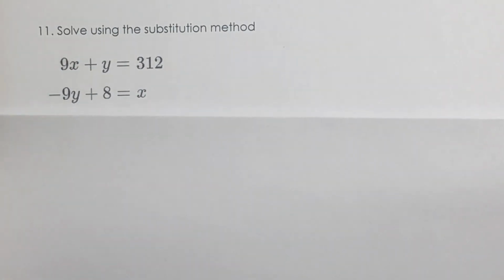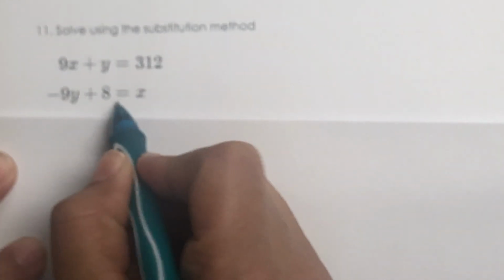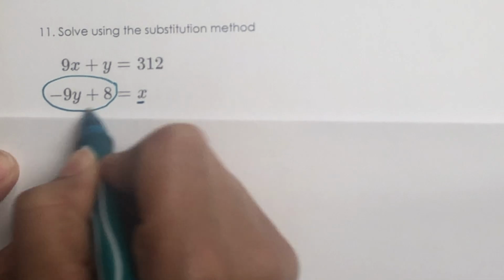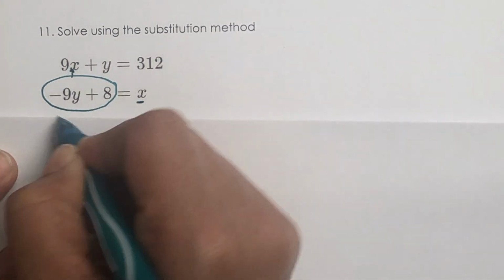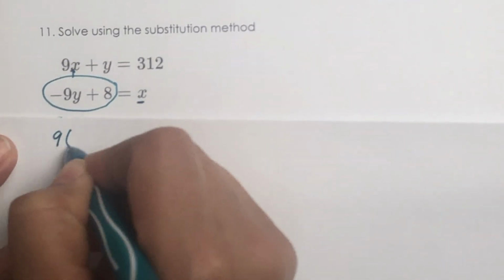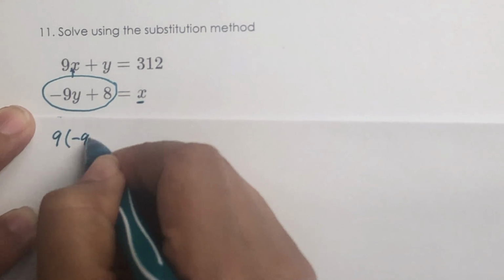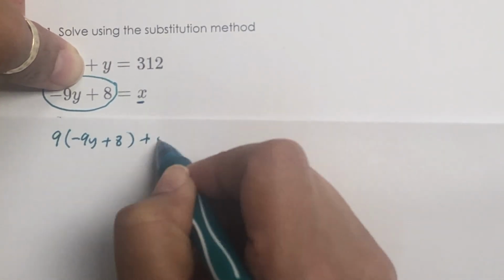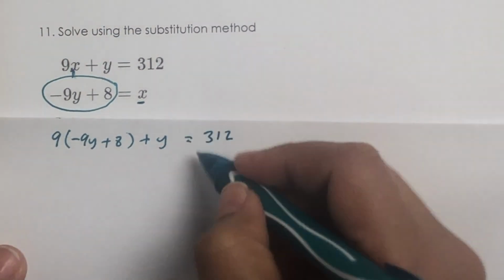All right, solve using substitution. So substitution means you take one thing and you plug it into the other. So you're looking for x equals or y equals. Here's x equals, so I'm going to take everything after the x equals, and wherever I see x, I'm putting this whole thing. So you see x right here, put this. So it's going to go 9 and then parentheses, because remember anytime we're substituting, we'll put in parentheses, the whole thing here, 9y plus 8, and then close parentheses, and then write everything else out. Plus y equals 312. Okay, then work it out.